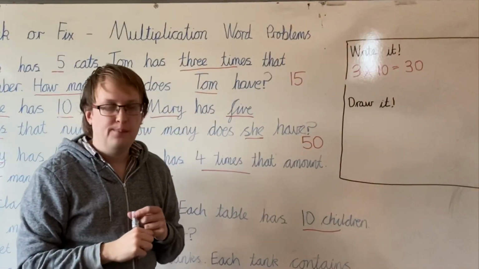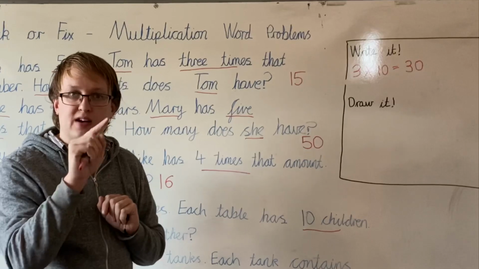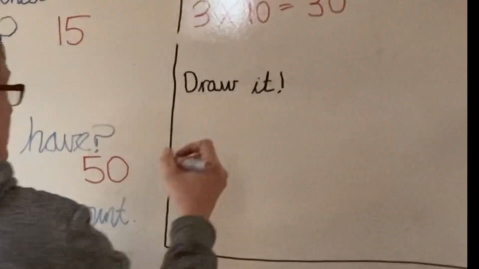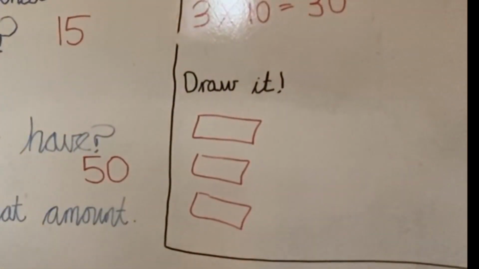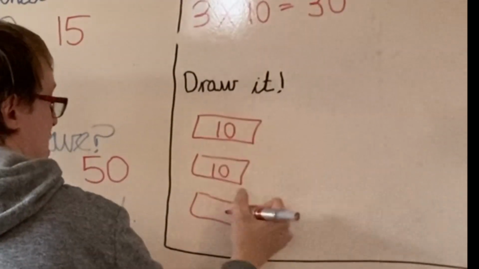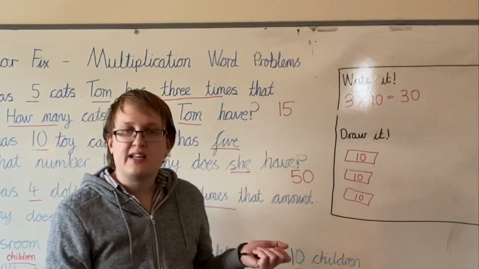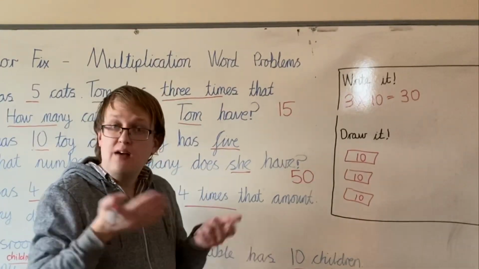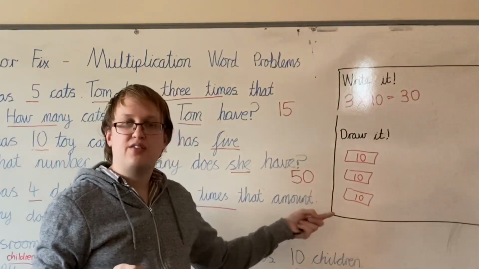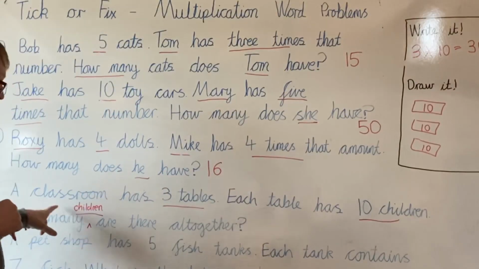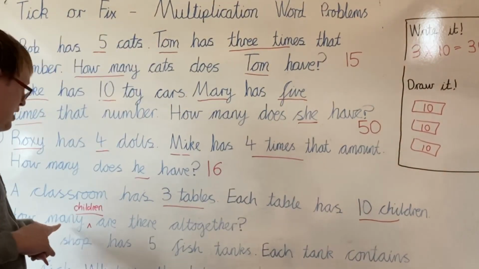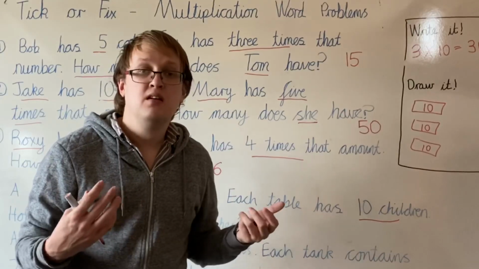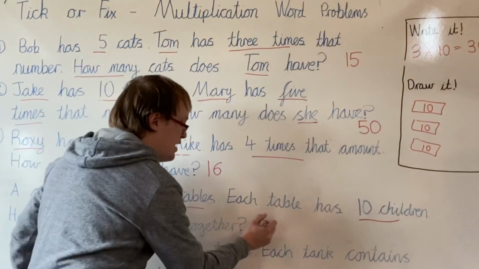And now I'm going to draw it. What I'm going to do is I'm going to draw 3 tables. I'm going to write 10 in the middle of each table. Three tables, and there were 10 children at each table. Now I just need to count in tens to see how many there are all together. 10, 20, 30. Check my question then. Classroom has 3 tables. Each table has 10 children. How many children are all together? 3 times 10 is 30. There are 30 all together.